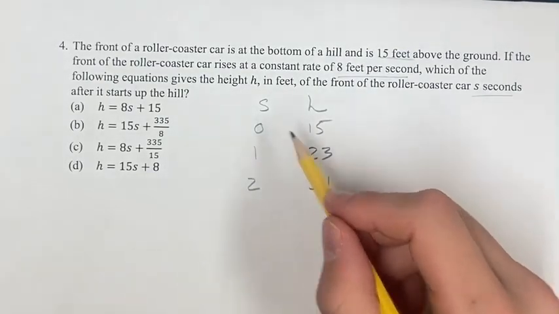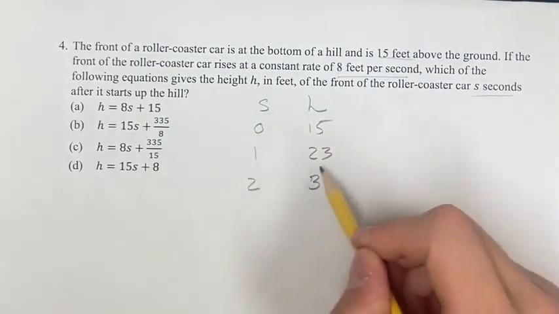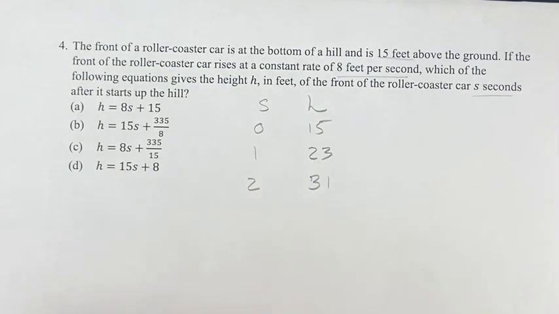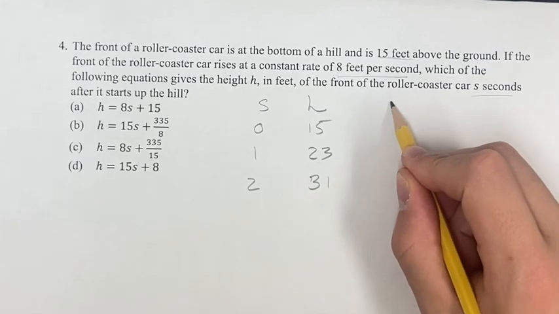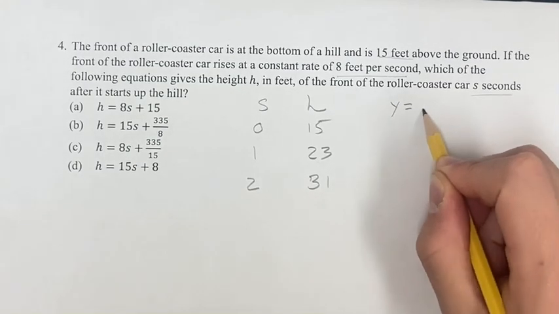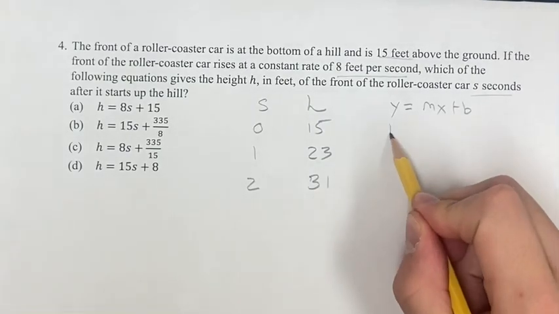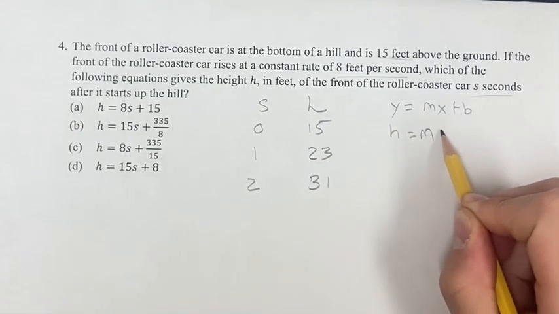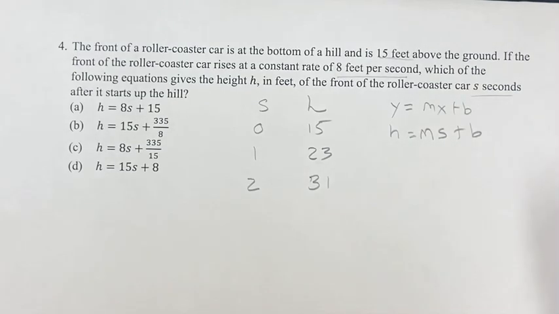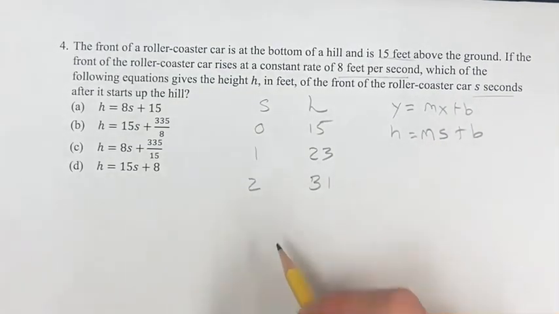And so if we have 2 points, right, (0, 15) and (1, 23), we can use those to find the equation of the line. The typical equation of the line in slope-intercept form is y is equal to mx plus b. Of course, we don't have x and y here. We have h and s, so h is equal to ms plus b. And now we just have to find m and b.